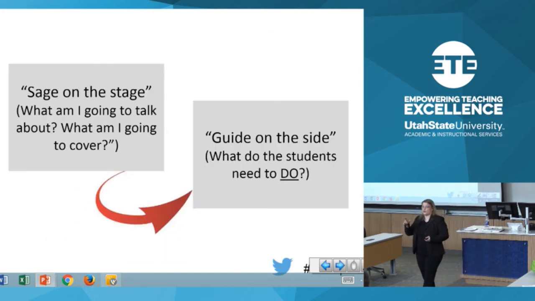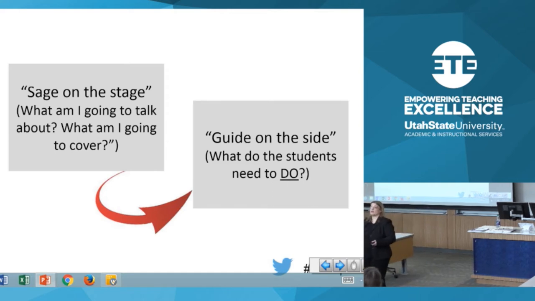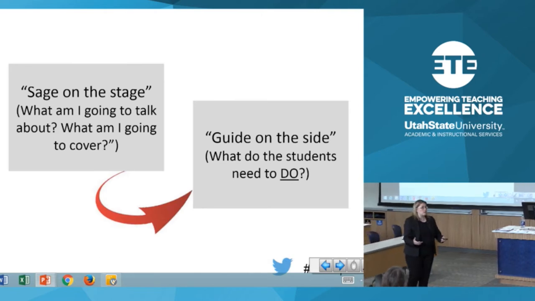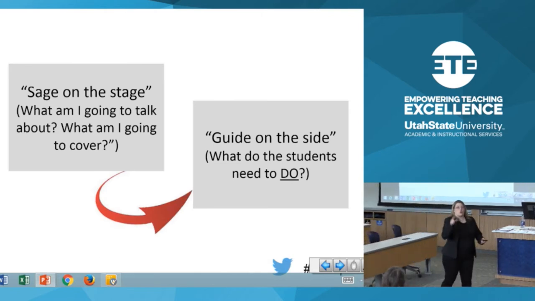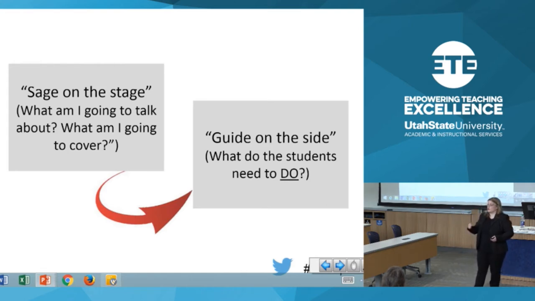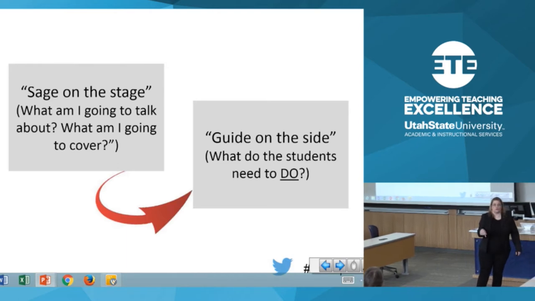Some of you mentioned this before. I think I heard this, moving from the sage on the stage. When you get ready to write your lesson plan, I want you to think of one question. Instead of going into it saying, what am I going to go in class and talk about? I want you to say, what are students going to do? Whenever I plan a faculty development workshop, I say, what are faculty going to do? Okay? You're going to do a lesson plan.